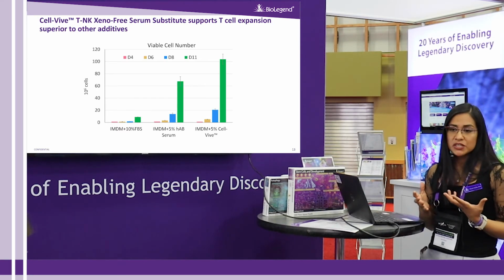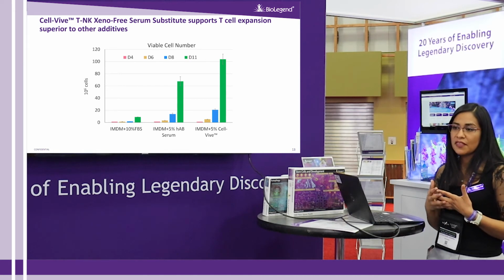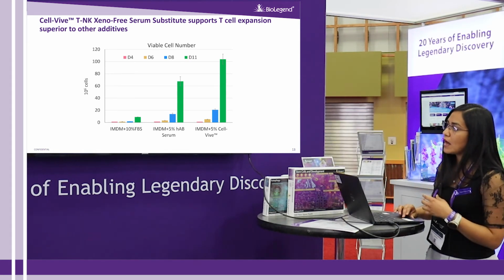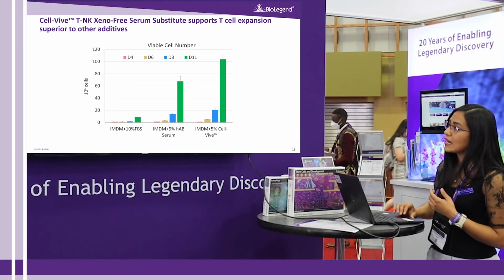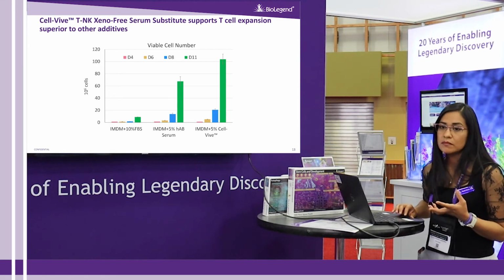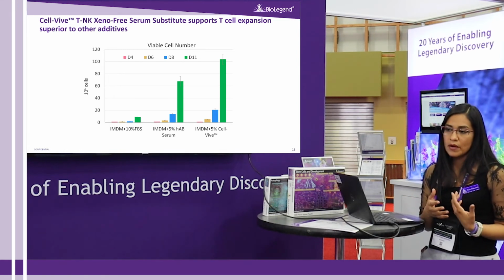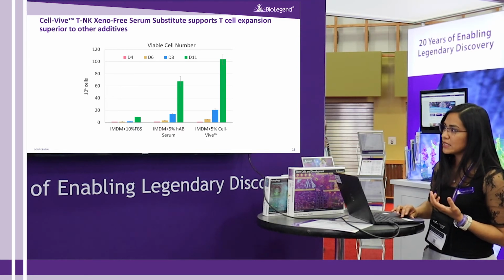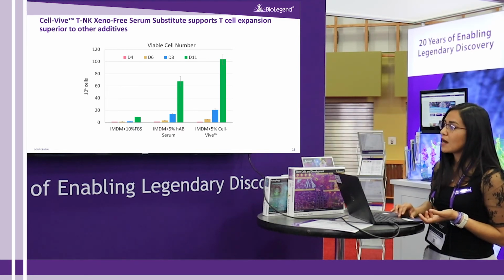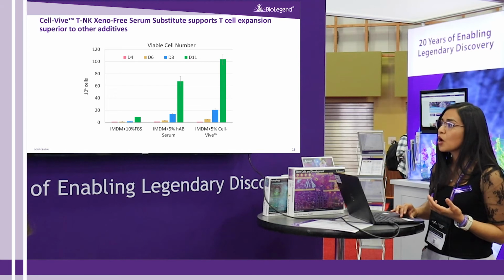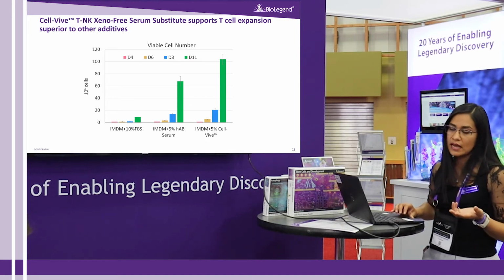But what about the expansion? When you talk about cell therapy, you need big numbers. So this is the same color code, and you can see how, I didn't mention this, but people are using AB serum because it's better to support the growth of human T cells than the fetal bovine. And you can see this difference here. But when we use our serum substitute, this actually is better and supports higher levels of expansion compared with the other supplements that you can use.